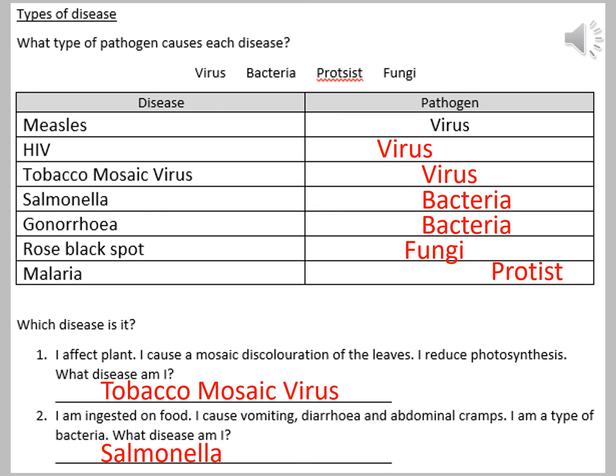What disease is it? I affect plants. I cause a mosaic discoloration of leaves. I reduce photosynthesis. So what am I? I am tobacco mosaic virus. I am ingested in food. I cause vomiting, diarrhea, and abdominal cramps. I am a type of bacteria. What disease am I? I must be Salmonella.